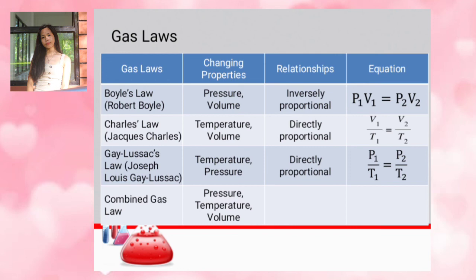The last is combined gas law. The changing properties are pressure, temperature, and volume. And they have no single relationship, kasi kinumbined yung tatlong gas law. The equation is P1V1 over T1 equals P2V2 over T2.